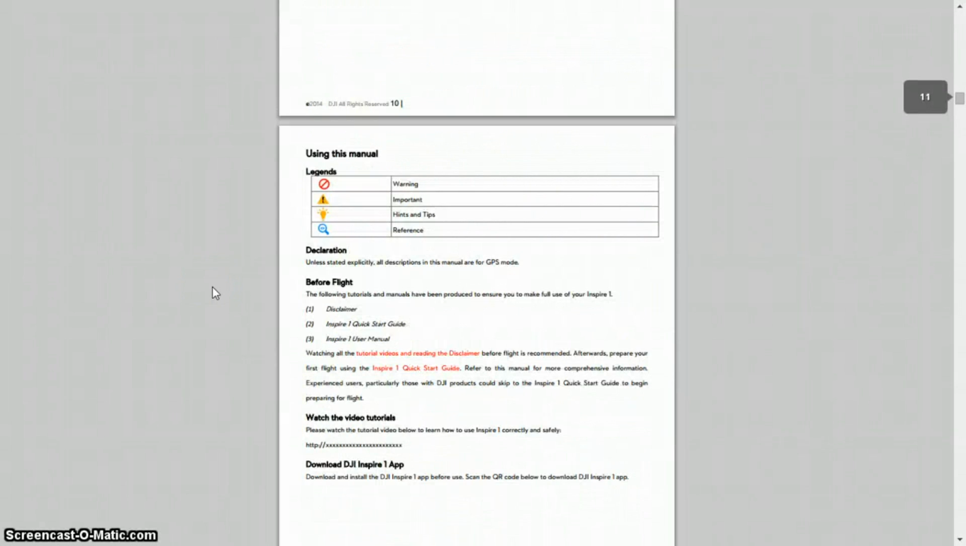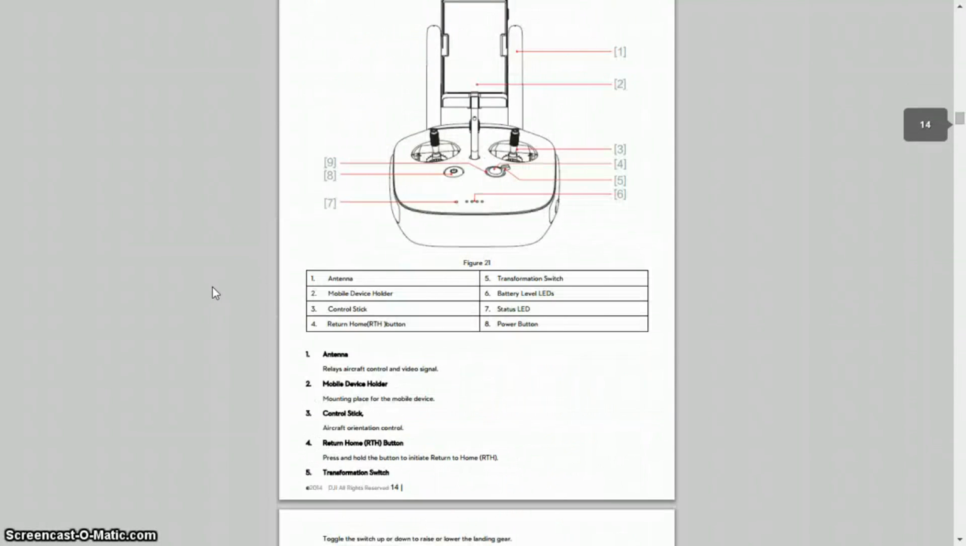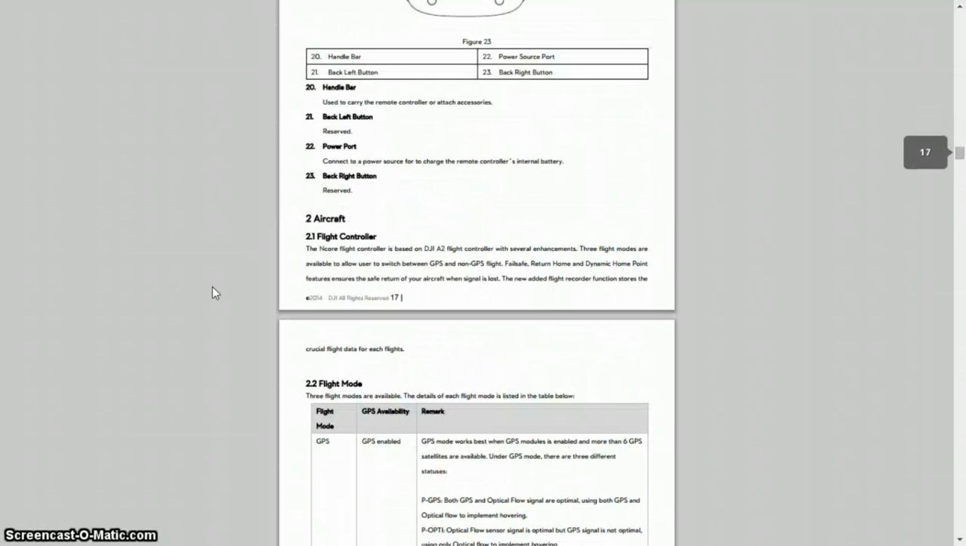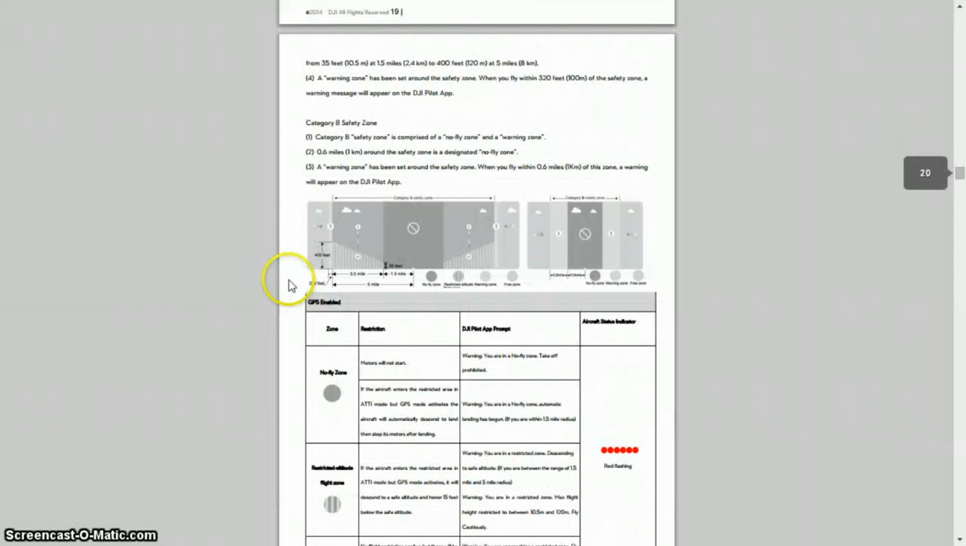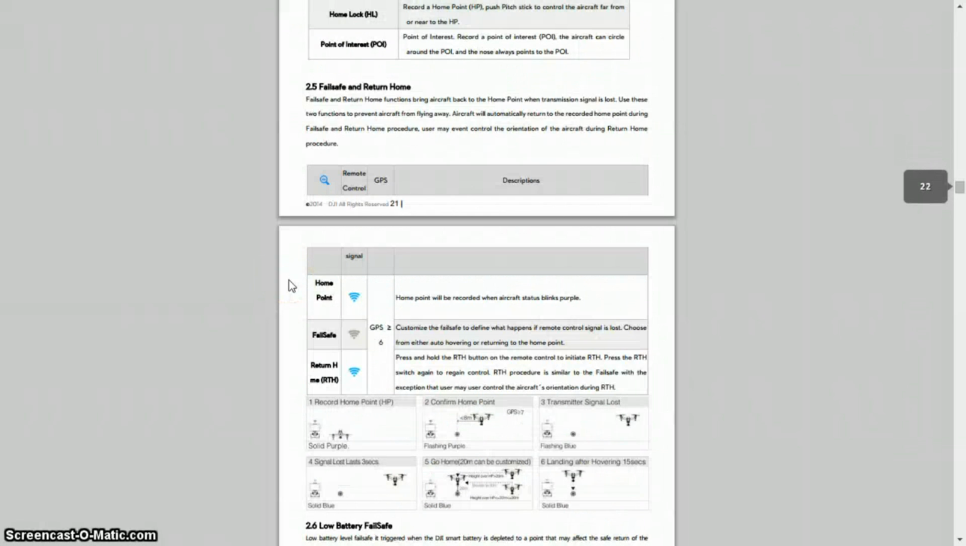You've got the overview and how it works and all the different switches on the transmitter, independent switches for stills and movie. The flight control is an Encore based on the A2, interestingly, so that answers questions. It does have point of interest mode, so you can orbit an object.